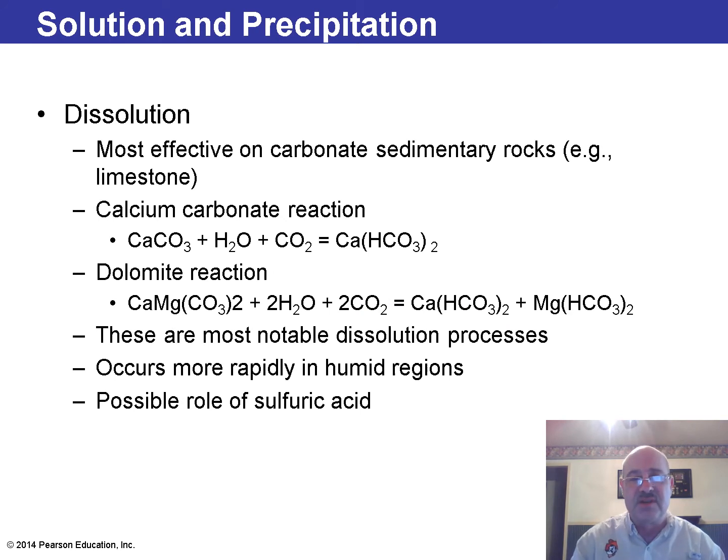So dissolution, solution, precipitation. First thing we got to do is dissolve. We got to get all the excess stuff out, okay? So it's most effective on carbonate sedimentary rocks, e.g. limestone. And you do need to know this; you may see this again as well. Calcium carbonate reaction: you got calcium carbonate, otherwise limestone, plus H2O plus CO2. Those three things make that carbonic acid. And we have the same thing with dolomite.